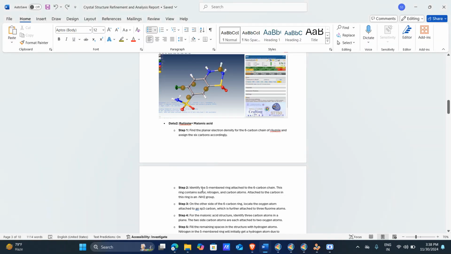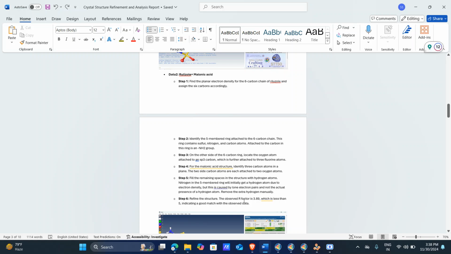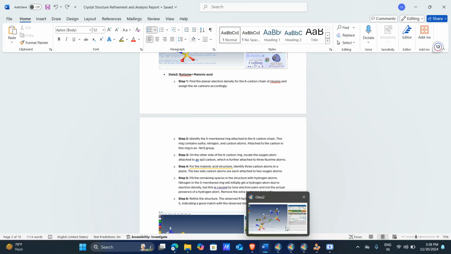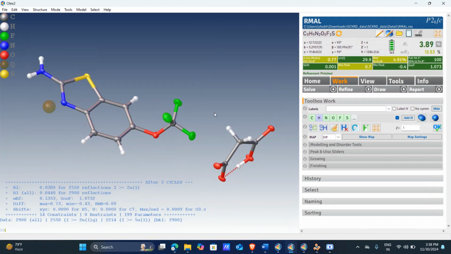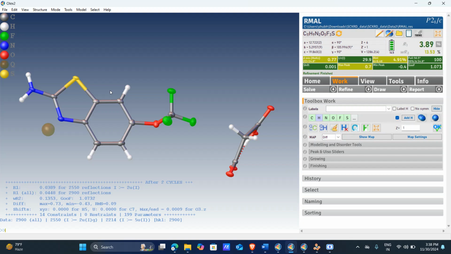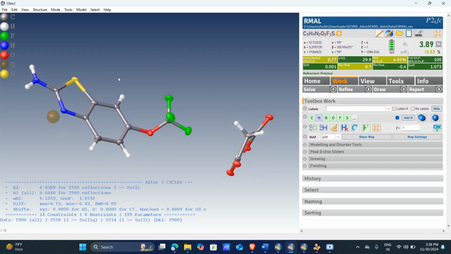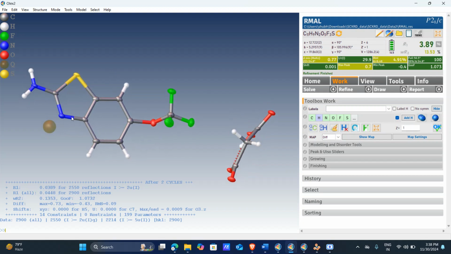The same steps I have written here also. But the nitrogen in the five-membered ring will initially get a hydrogen atom when we attach hydrogen. So this is the structure we have drawn. Initially the nitrogen will get attached to one hydrogen also, but we know that this is due to the lone pair present on the nitrogen.